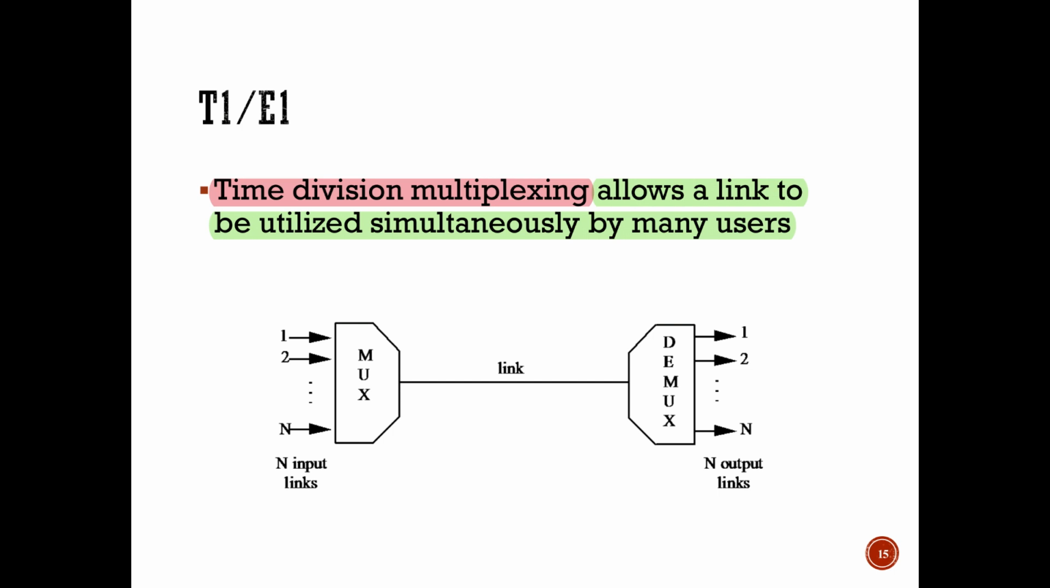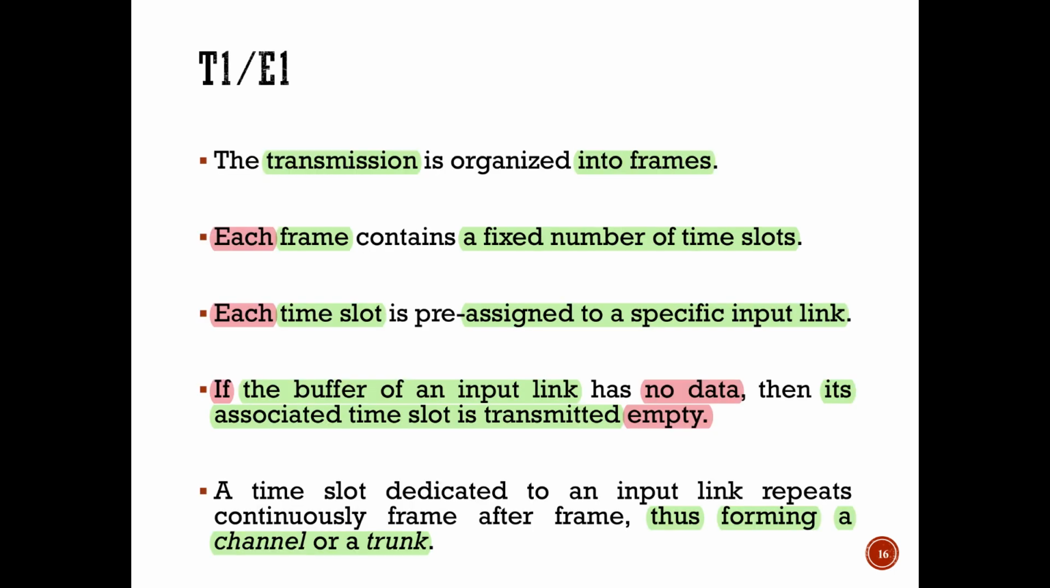T1/E1. Time division multiplexing allows a link to be utilized simultaneously by many users. The transmission is organized into frames. Each frame contains a fixed number of time slots. Each time slot is pre-assigned to a specific input link. If the buffer of an input link has no data, then its associated time slot is transmitted empty. A time slot dedicated to an input link repeats continuously frame after frame, thus forming a channel or a trunk.